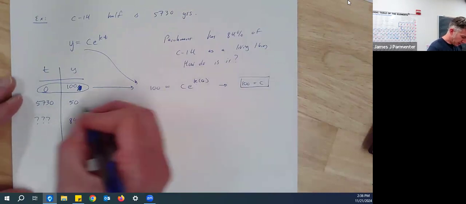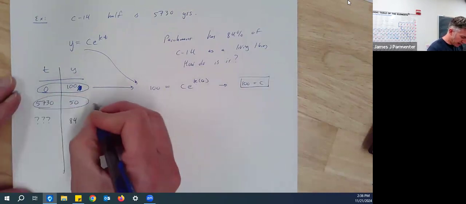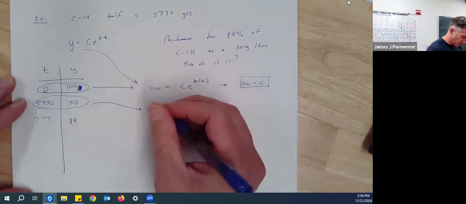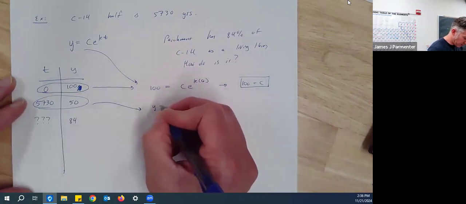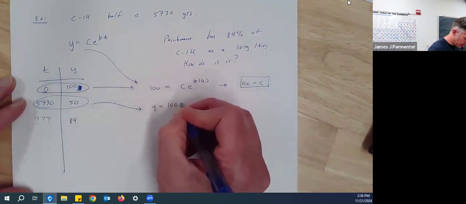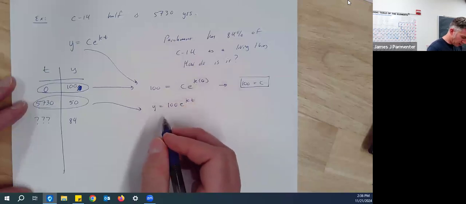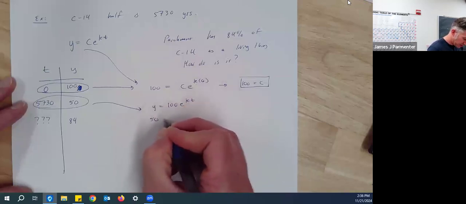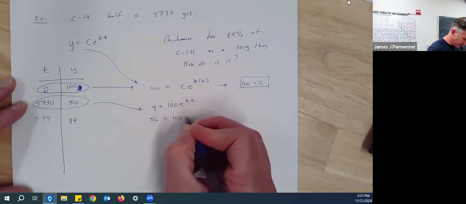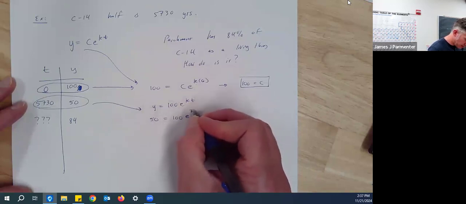And then we take the next data point and plug that into your newly refined model. So we did have y equal to now 100 e to the kt, and we're going to plug in y equal to 50 and t equal to 5,730. There's still a k there, James.